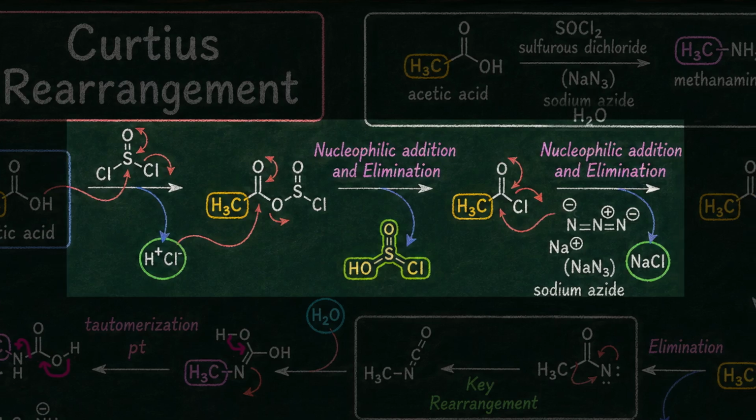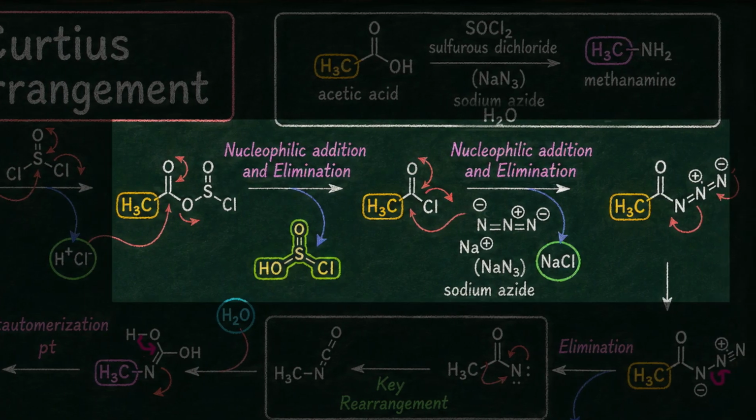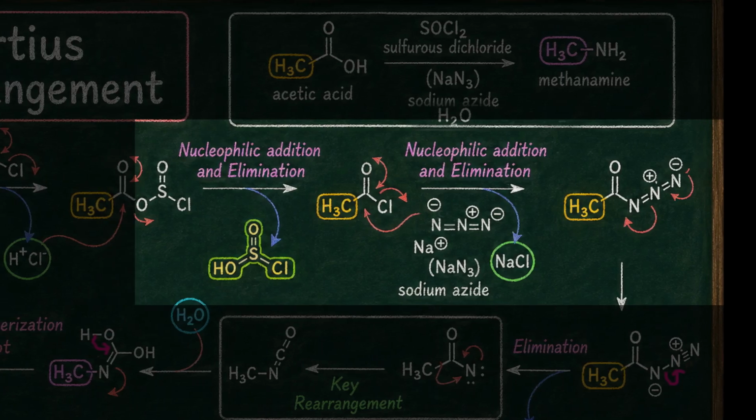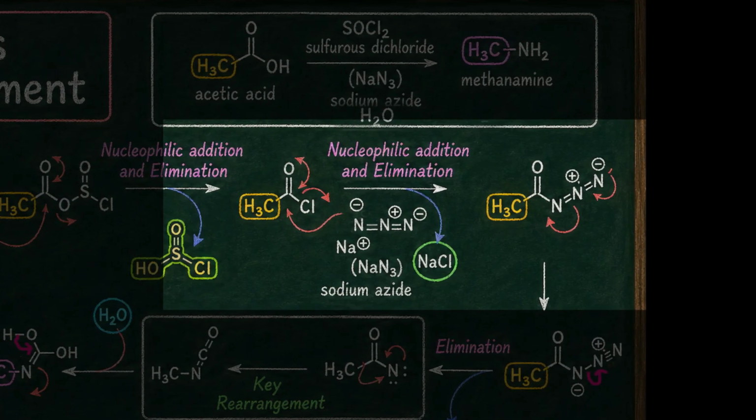Now let's move to the second step, where the acyl chloride is converted into an acyl azide. We take the acetyl chloride formed in step 1 and react it with sodium azide, NaN3. First, understand that the azide ion, N3-, is a very good nucleophile. It has a linear structure with resonance which stabilizes it but still allows strong nucleophilic attack.